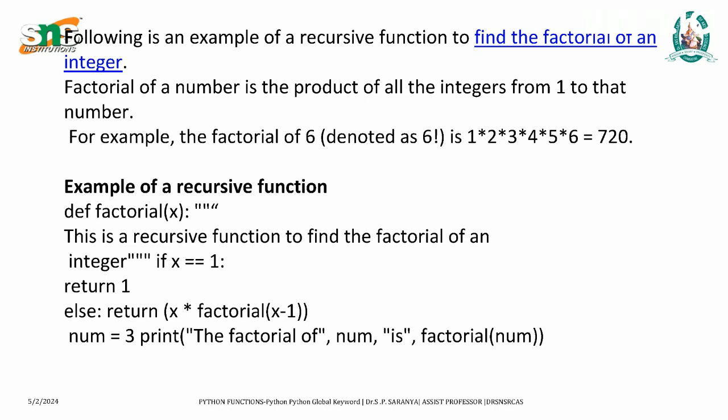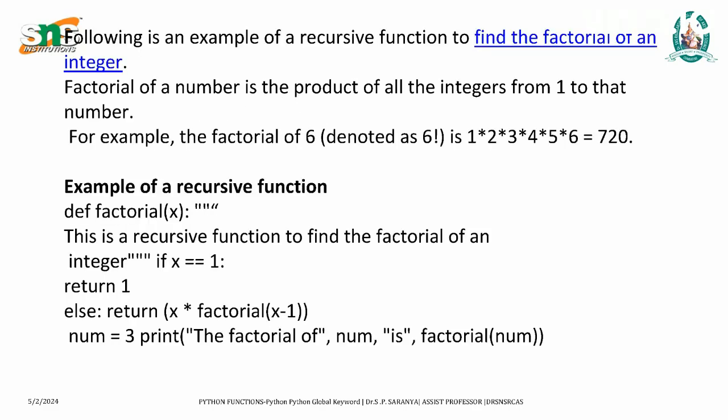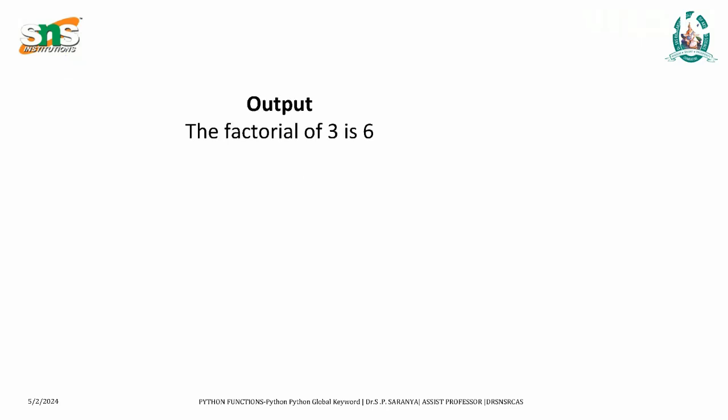This is an example I have given here: factorial representation. The definition of factorial calls itself, nested. It calculates the factorial; if the number is equal to 1, the return value is 1. Taking the number as 3, print the factorial of num. The output we get is that the factorial of 3 is 6.